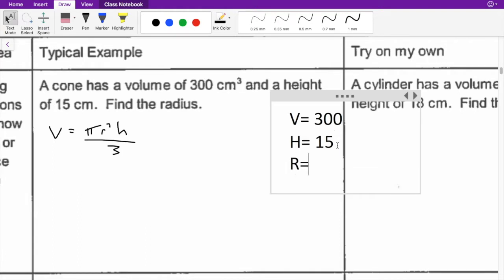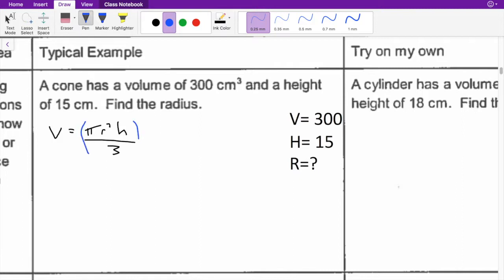So radius is my question mark. So let's rearrange this formula so I just get radius all by itself. The first thing I need to do, and I'll change colors here, is get rid of this 3. Now this 3 right now is a divide. So to get rid of a divide, I make it a multiply.